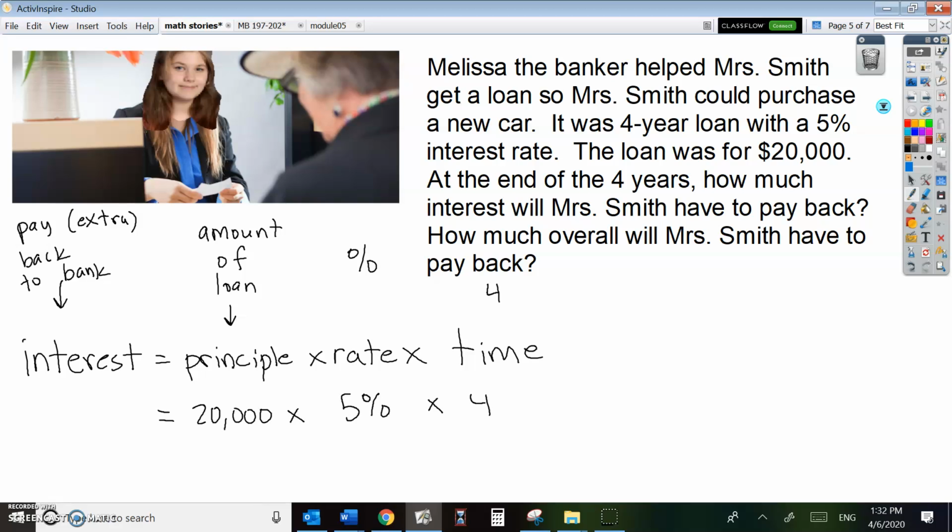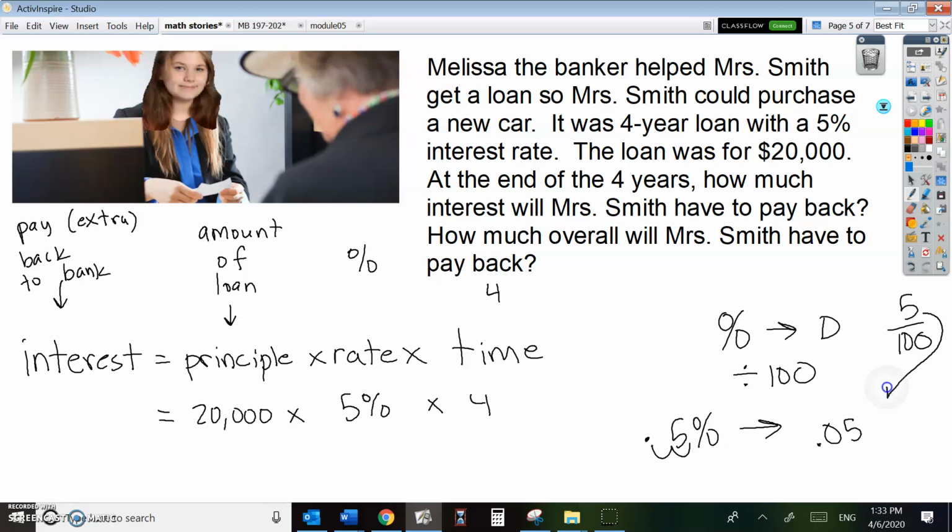Let's figure this out. Let's do some calculations. We know that when you're working with a percent, you need to convert it to a decimal by dividing by 100. So 5% is going to become 0.05 because you move your decimal place twice to the left. 5% is 5 out of 100, or 5/100ths, which is the same as 0.05. And that'll be multiplied by 4, and that will also be multiplied by 20,000.